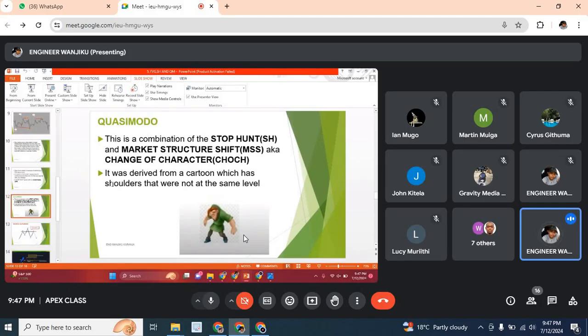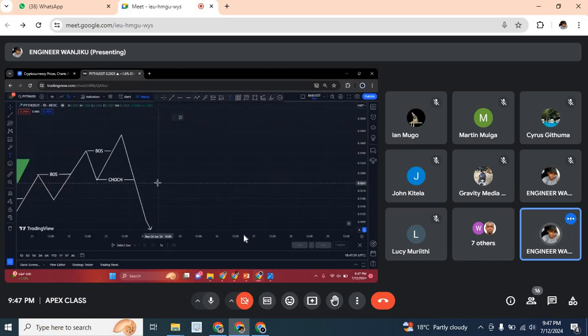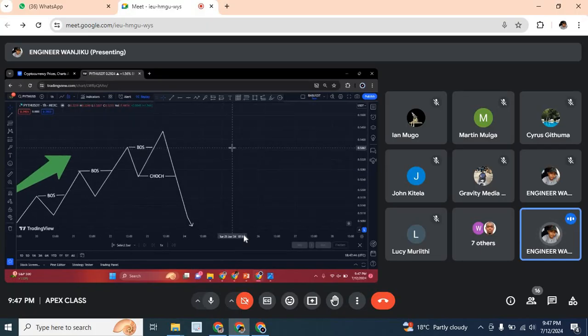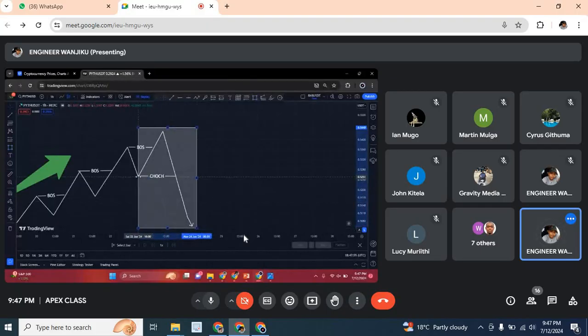And also, just to give you a glimpse of how a Quasimodo pattern looks like, it was derived from a cartoon which has shoulders that were not the same level. So one was slightly higher than the other. So let's go to the chart and see how that cartoon thing relates to Quasimodo. If you come to this part right here, remember we said stop loss orders are always on top of the last swing high. So if we didn't have this part right here, this will act as our last swing high. This last part will now be our last swing high.